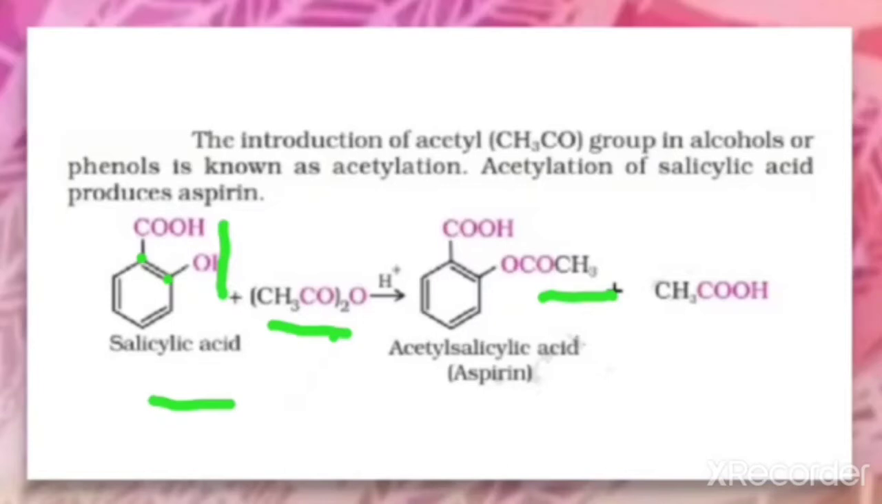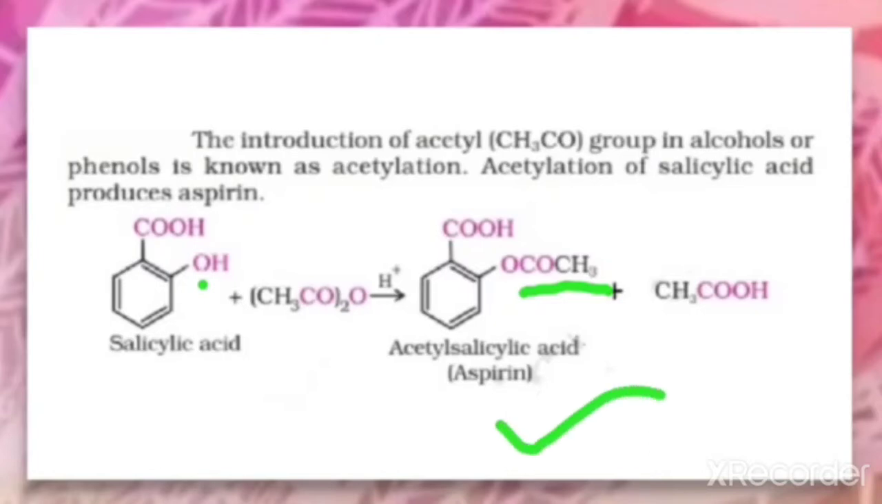So in the alcoholic group, we can say that there is an introduction of CH3CO group. That is, here the CH3CO group gets added. So due to the cleavage of the OH bond in the alcoholic group, that gave rise to what is called acylation or acetylation. So this product formed is called aspirin, that is acetyl salicylic acid, which is commonly called aspirin, and there is a formation of acid, that is CH3COOH. So this reaction is also an important reaction.